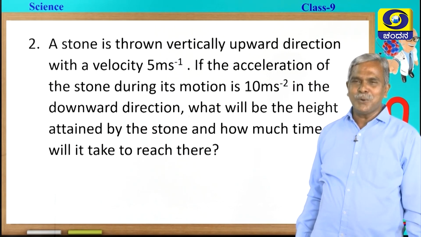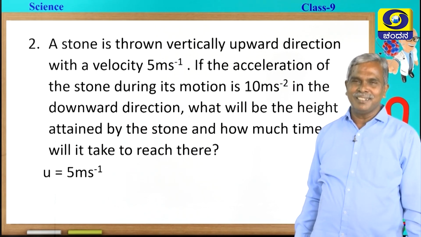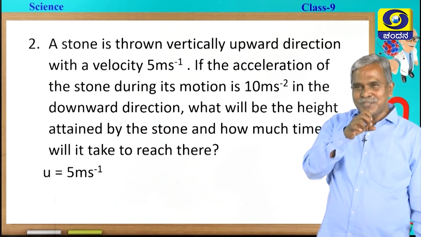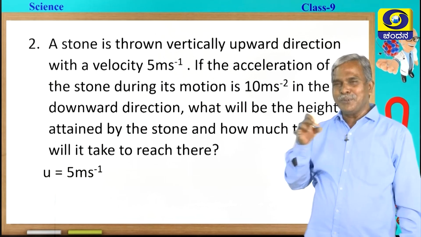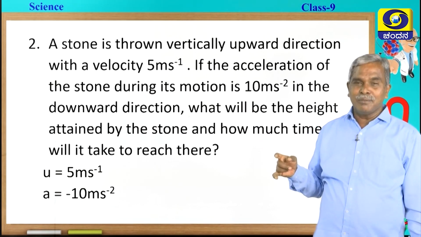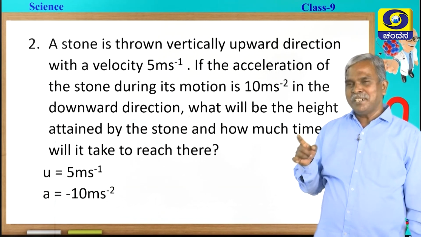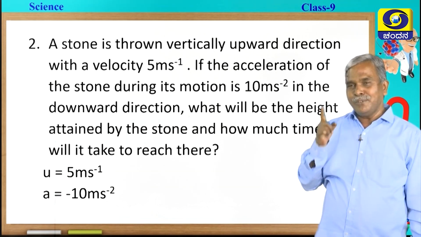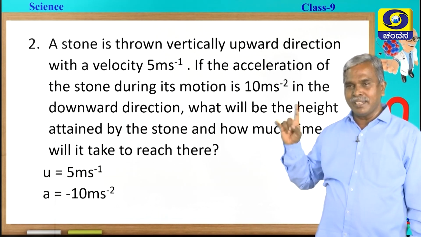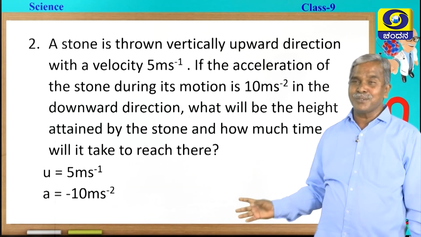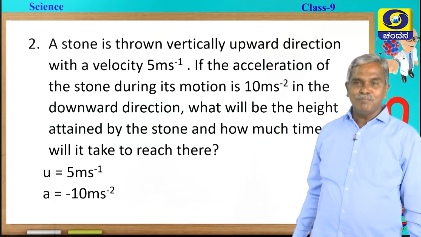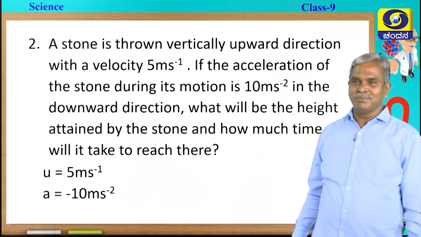First of all, you note down what are the things they had given. They had given the value of u, because initially the stone is moving, therefore u is equal to 5 meter per second. Then what else they had given? a is equal to minus 10 meter per second square. Why do you get the value of acceleration as negative once again? Because the ball is thrown vertically upwards and it is against the gravitational force. Hence, a is equal to minus 10 meter per second square.